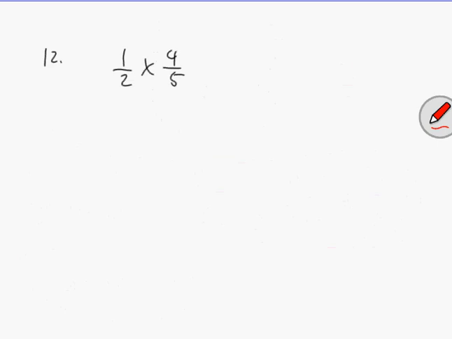Question 12 says 1/2 times 4/5. This is about as basic as you can get. Multiply your numerators to get 4, multiply your denominators to get 10, and then remember you have to reduce it to lowest terms. Both can be divided by 2.